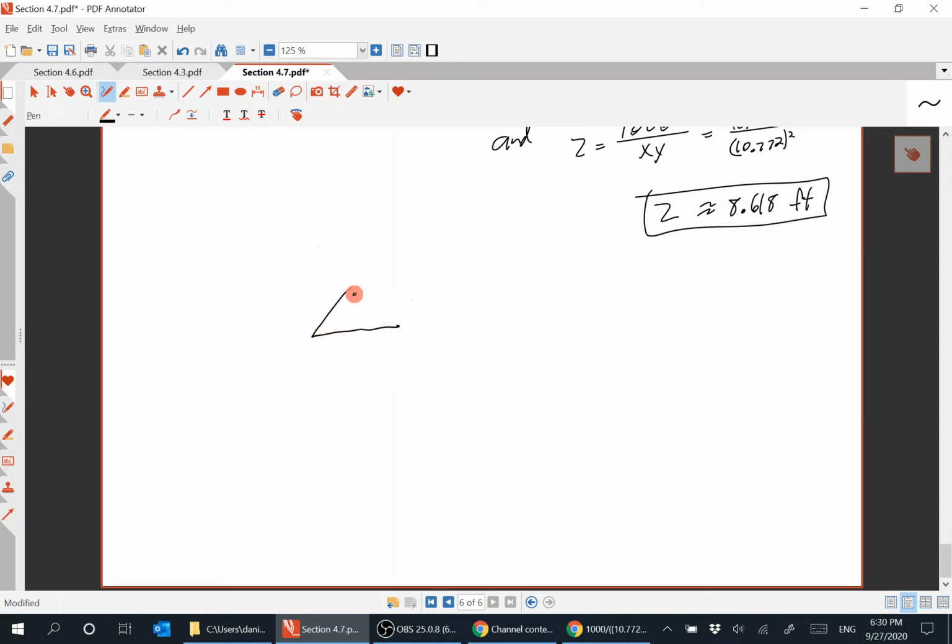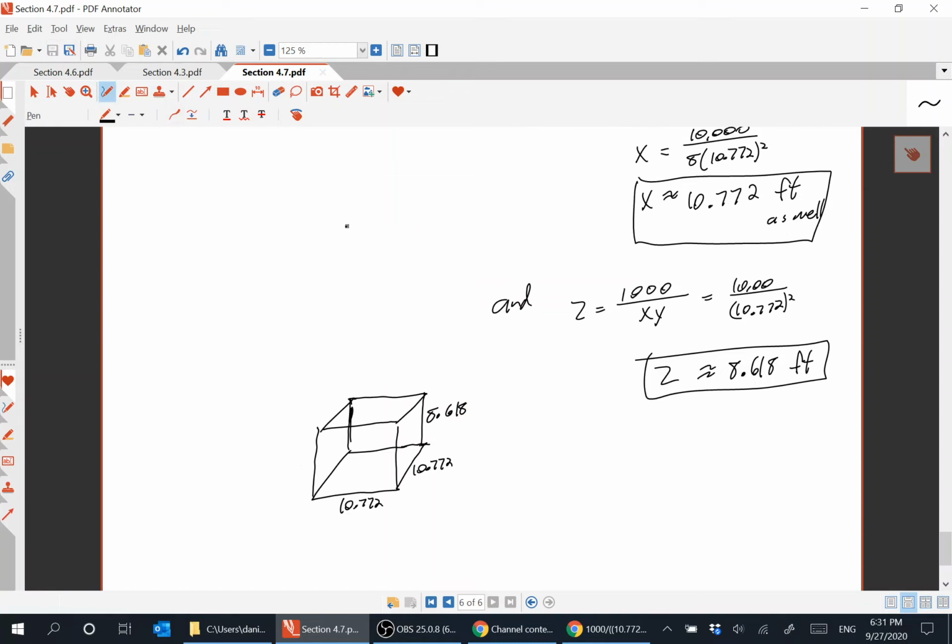So the bottom of the box is a square, and the height of the box is almost the same. It's nearly a cube, but not quite. 10.772, 10.772, 8.618. Okay, so let's recap there.